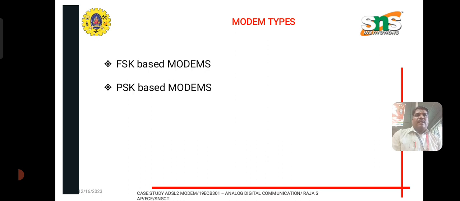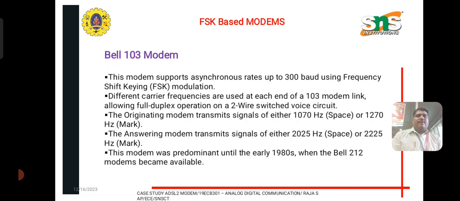That unified topics are now used in real-time applications called FSK based modems and PSK based modems. So we are going to see in detail. First, the FSK based modem, we see one type, the Bell 103 modem. This modem supports asynchronous rates up to 300 baud using frequency shift keying modulation.